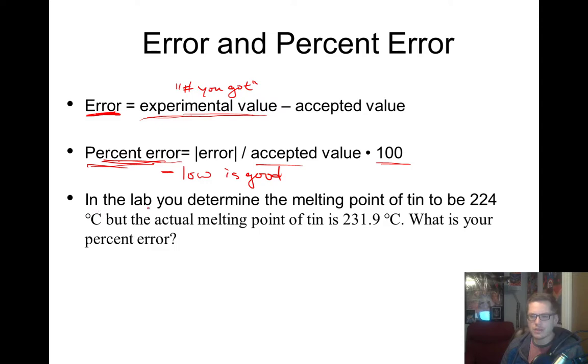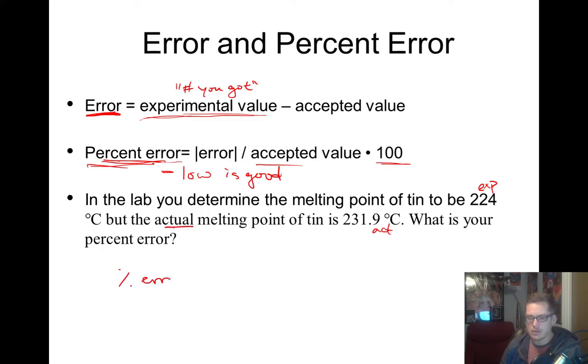It might be. All right, in the lab, you determine the melting point of tin to be 224 degrees Celsius, but the actual melting point of tin is 231.9 degrees Celsius. What is your percent error? All right, so 224 degrees Celsius is the experimental, and this is the actual, and we know this because they use the word actual, and we want to find the percent error.